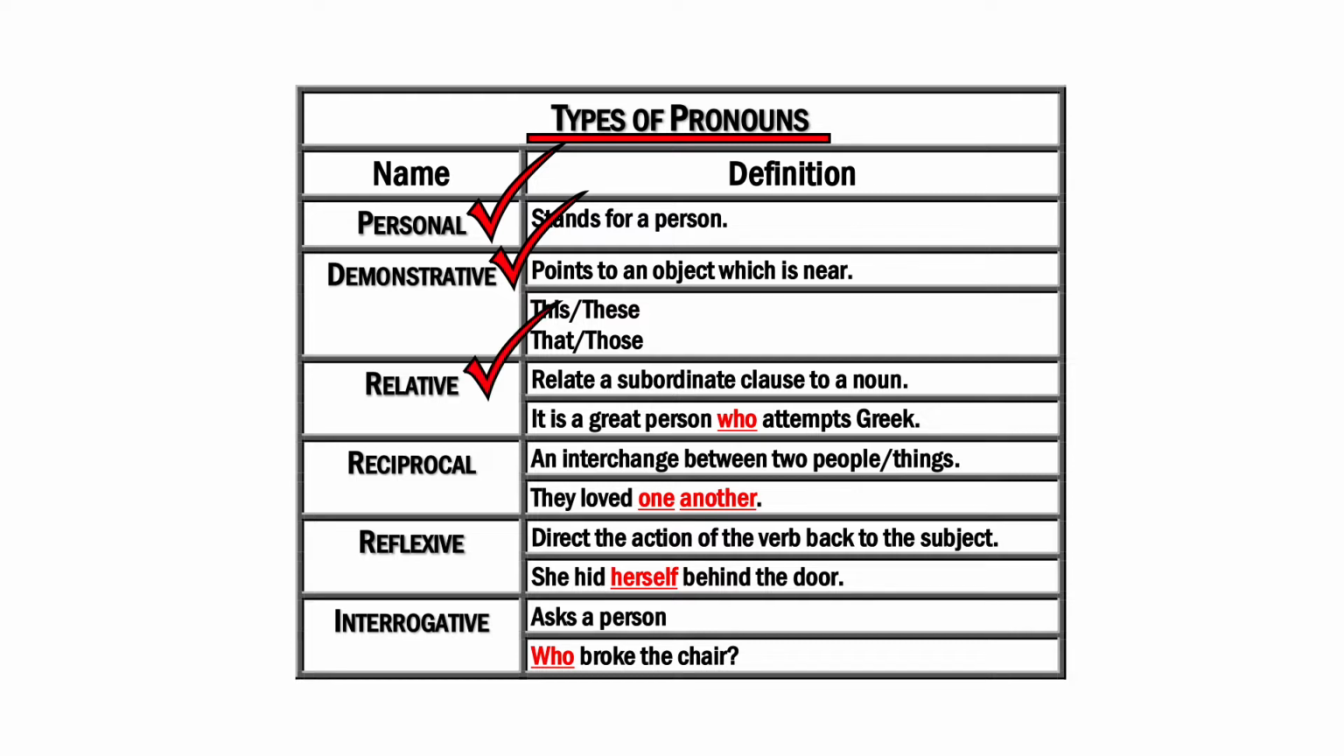We talked about relative pronouns a little bit. We'll talk more about them today, as well as reciprocal pronouns, which is an interchange between two people or things, as in they love one another. We will also talk about reflexive pronouns, which direct the object or the verb back to the subject, such as she hid herself behind the door. We will finish up with a bunch of pronouns I call miscellaneous pronouns, such as interrogative.